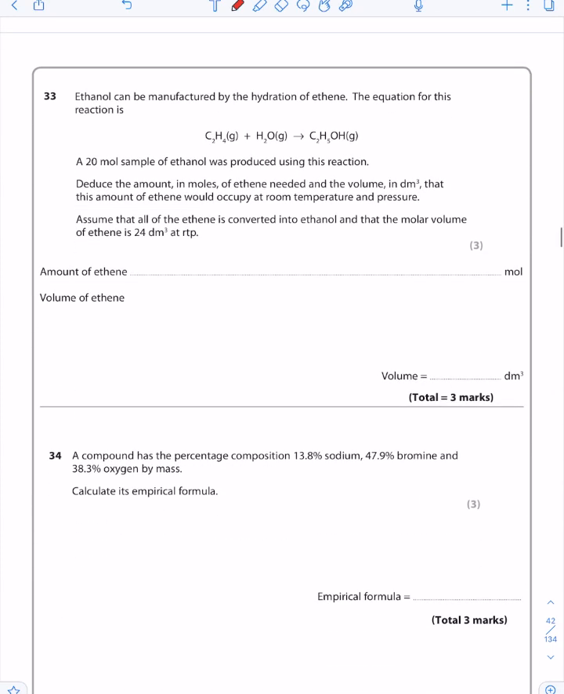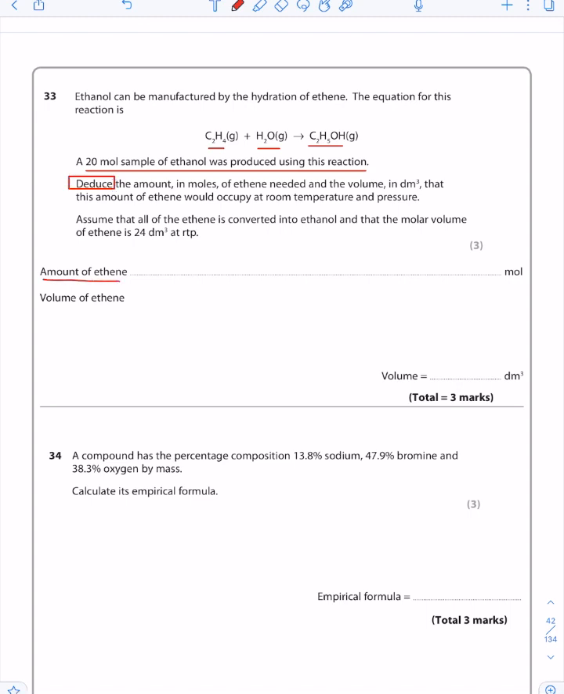Question 33. Ethanol can be manufactured by hydration of ethene. The equation for the reaction is وراح مديني ethene plus water (steam) gives ethanol. A 20 mole sample of ethanol was produced from this reaction. Deduce the amount of ethene needed and the volume in cubic decimeter that this amount of ethene would occupy at room temperature and pressure. Assume that all of ethene is converted into ethanol and that the molar volume of ethene is equal to 24 cubic decimeter at room temperature and pressure.